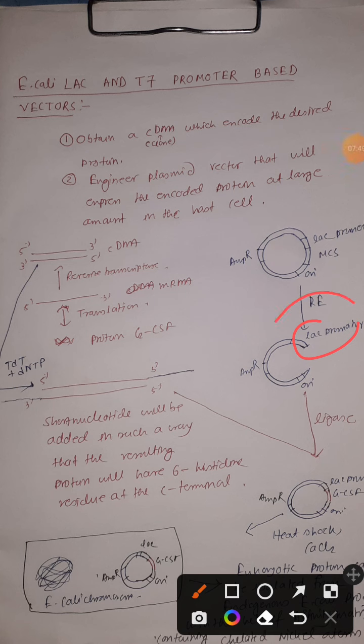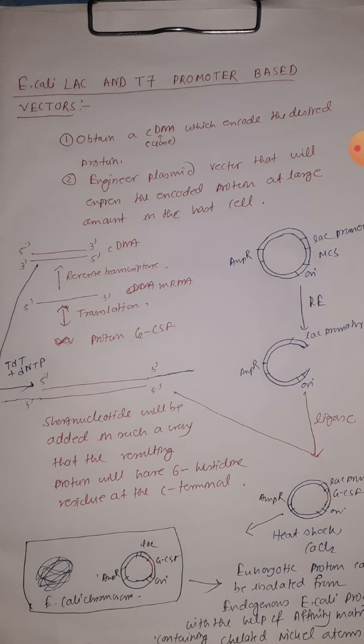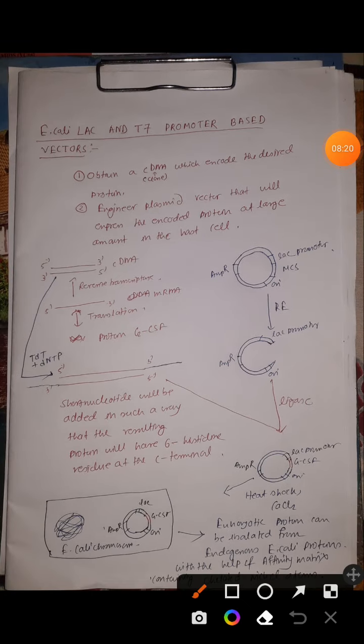Along with the LAC promoter we must include lactose or isopropyl thiogalactoside, although the second one is mostly preferred in the medium. That LAC promoter will work well and give us a large amount of the encoded protein. Isopropyl thiogalactoside, as we have already discussed, is a kind of gratuitous inducer. So it will induce the action of the LAC promoter and give us a large amount of the encoded protein. That was our main goal.